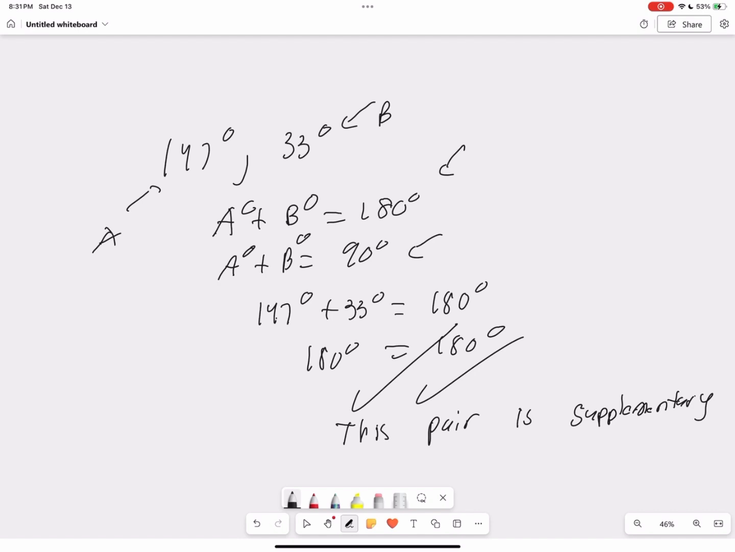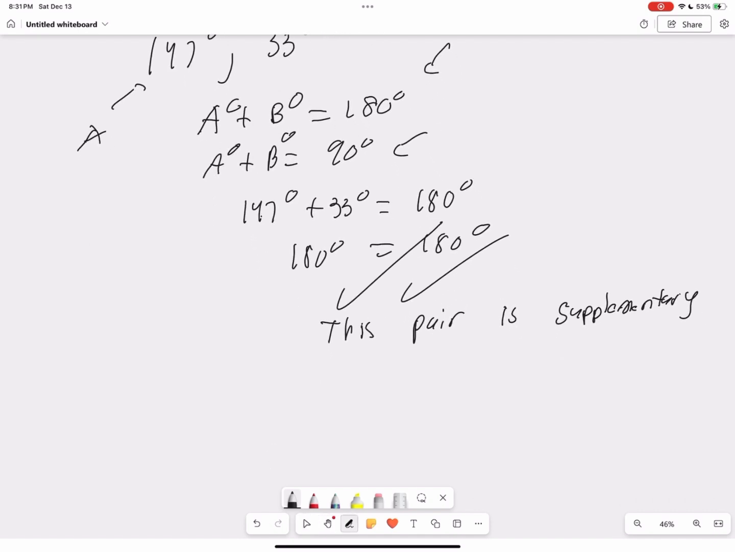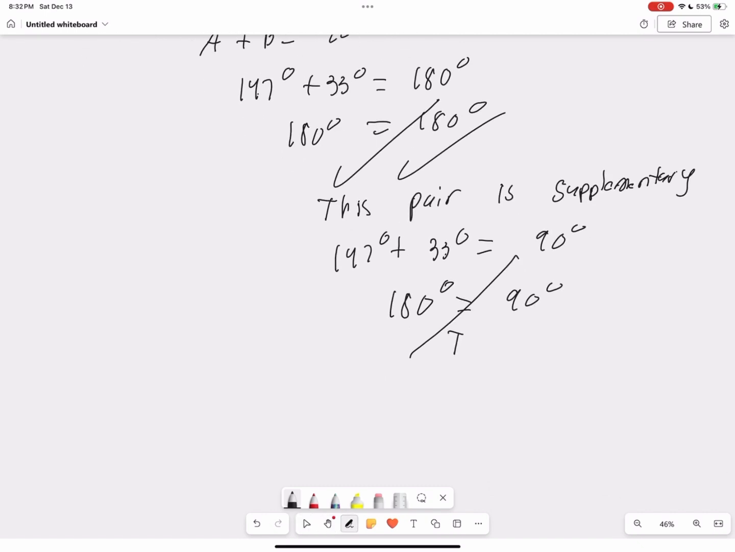So let's plug into the second formula, which is the complementary. So 147 degrees plus 33 degrees has to equal 90 degrees. So we got 180 on the left side equal to 90 degrees. So is this equal to 90 degrees? Is 180 equal to 90? No. So this is not complementary.